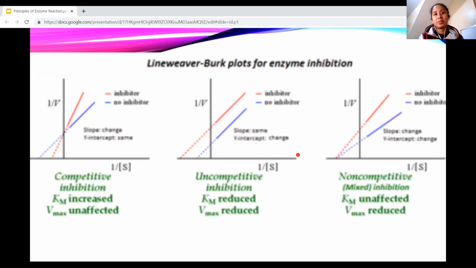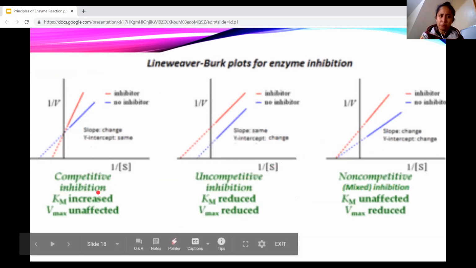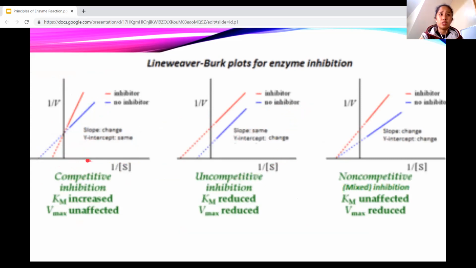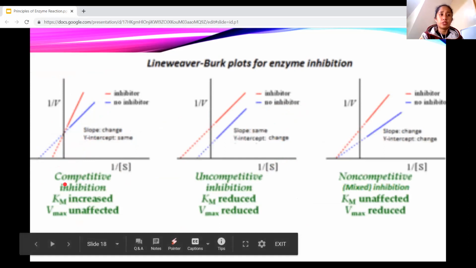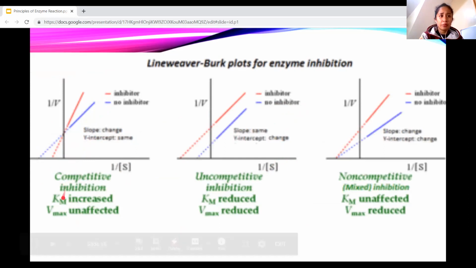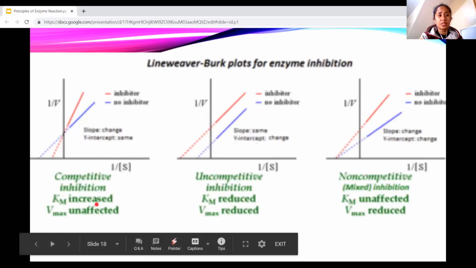So, class, let's just show the differences between your Michaelis-Menten and your Lineweaver plot. But the concept is still the same. Magkaiba lang yung pag-plot. So, class, ito yung normal natin, yung blue lines, yung normal natin na enzyme reaction. Nag-iba lang yung position niya. So, competitive inhibition, class: the Km increases, Vmax is unaffected.